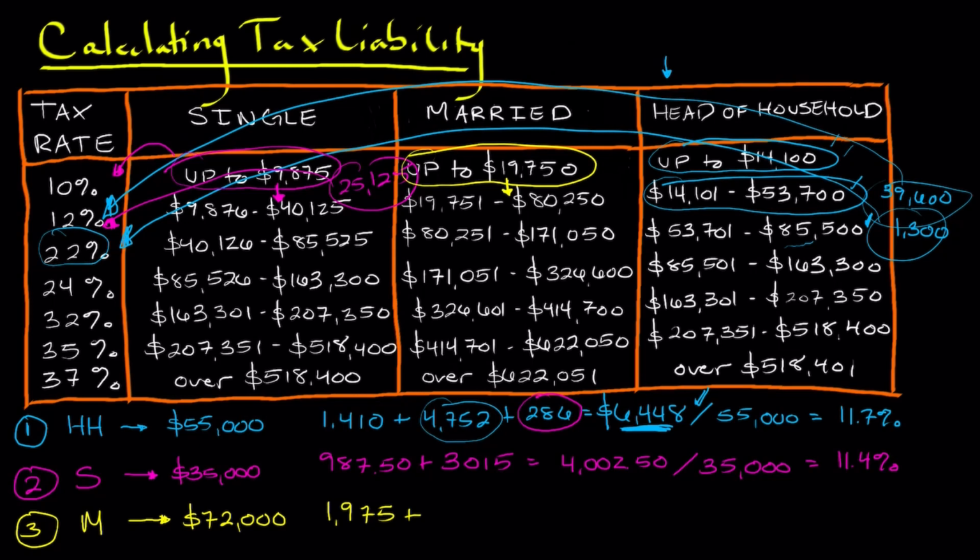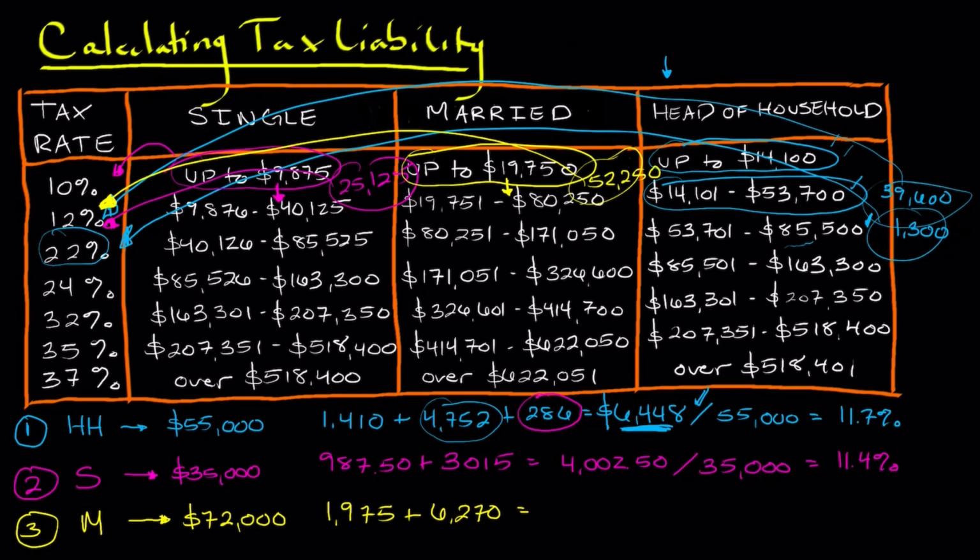And then we're going to have to, again, do a little bit of math to figure out how much of our income is going to be taxed at the 12% rate. And so we've got $72,000, and we're going to subtract from that $19,750, which should get you $52,250. That is the amount that we're going to multiply by this 12% to see what our tax liability is, and you should get $6,270.